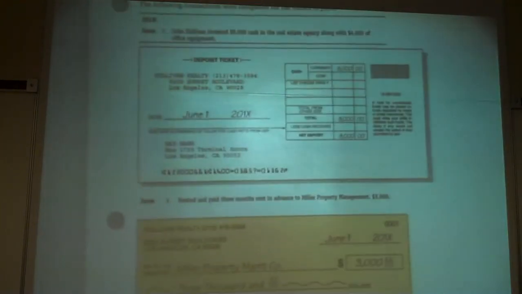All right, if you have your working papers out, let's do the first few transactions together.